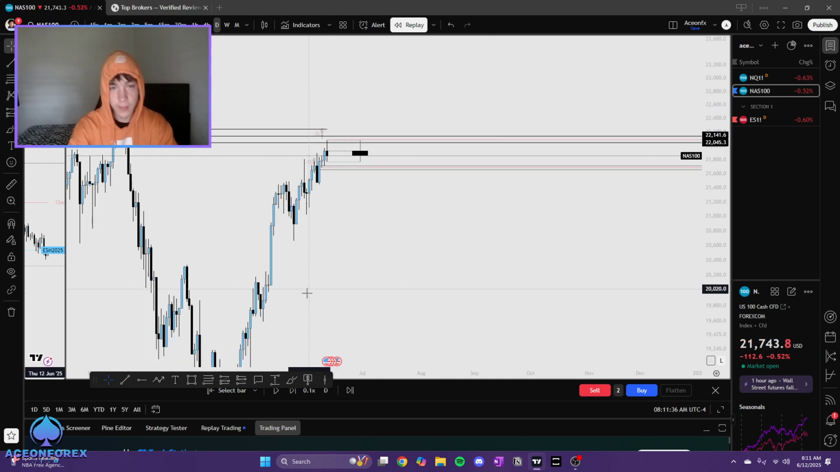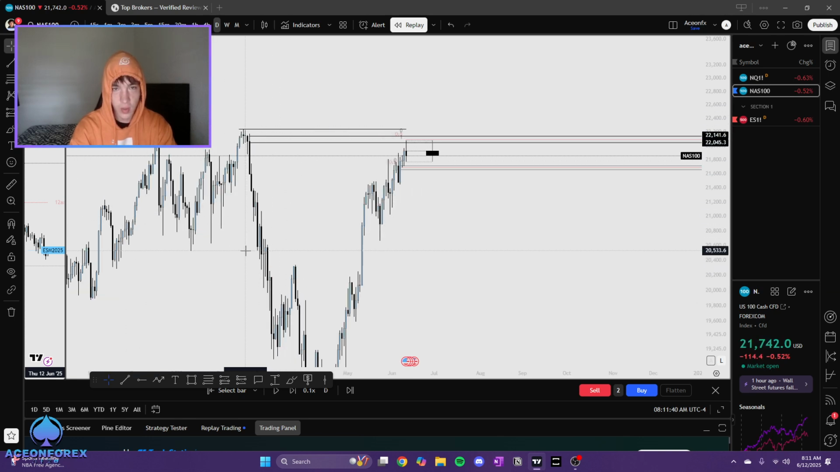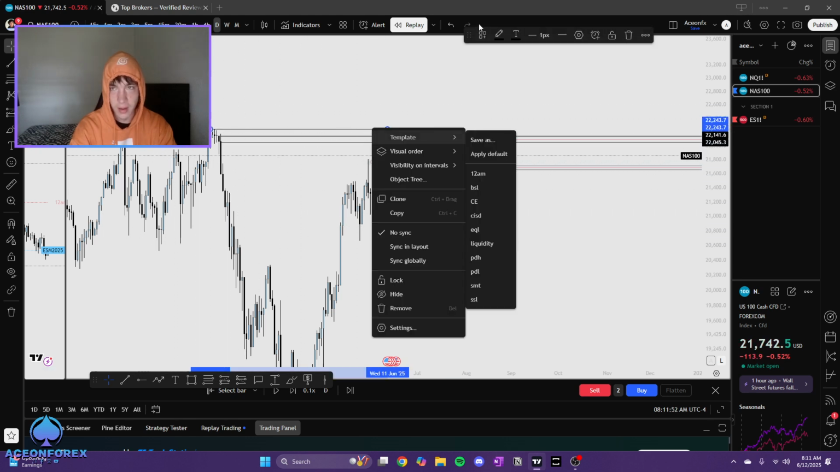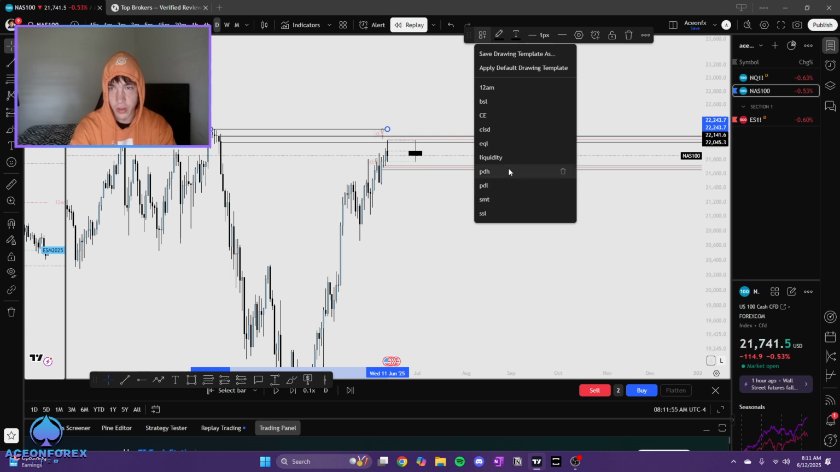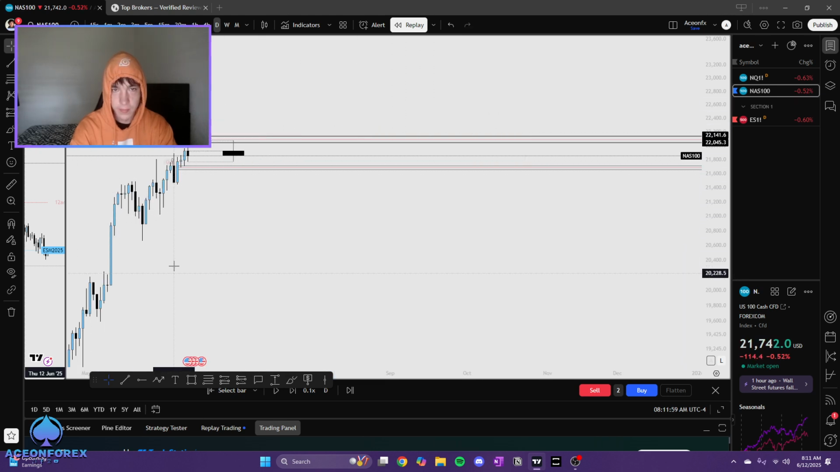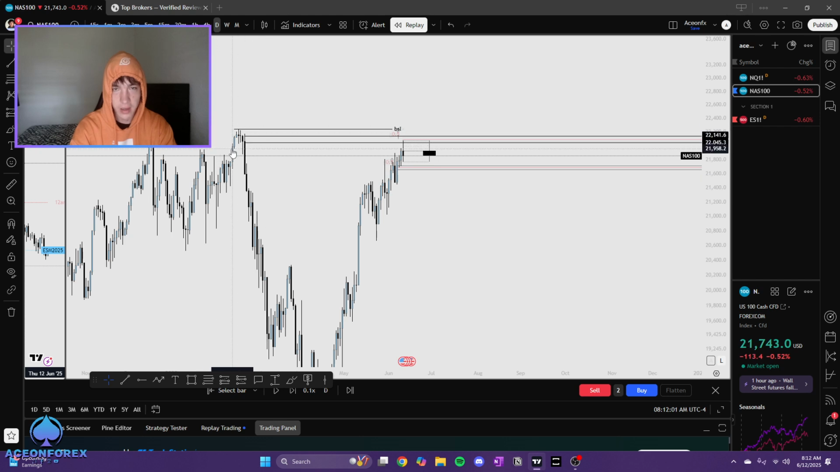What is liquidity? Basically a swing high or swing low. These are your swing points. So either a new high or a new low, old high or old low. On the higher time frame, this is a pool of liquidity. This is buy side.